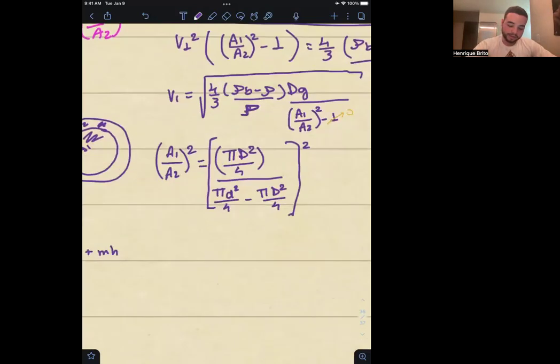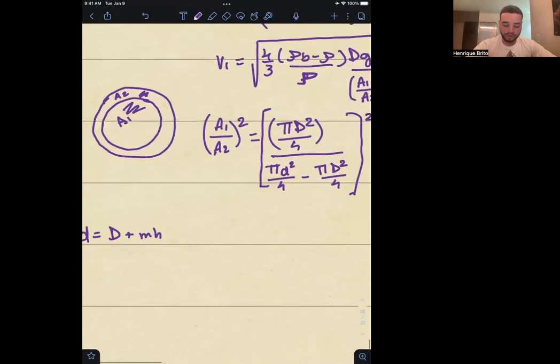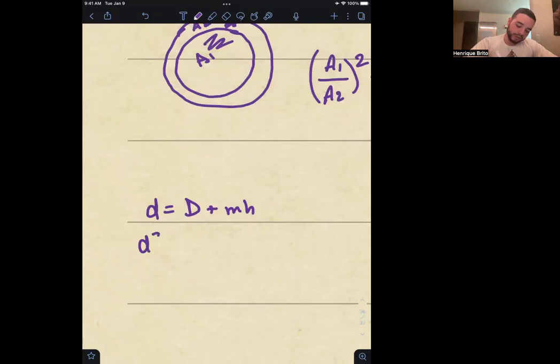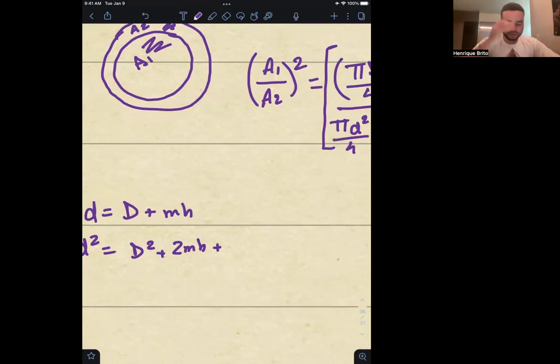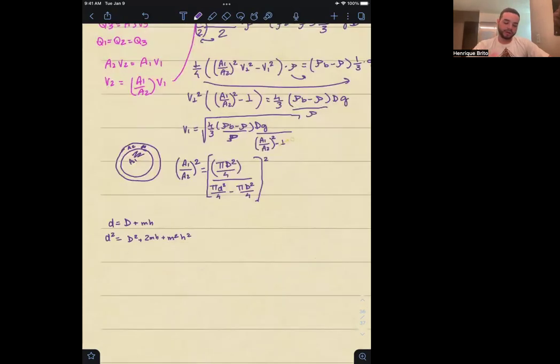Now we notice that this d here is a square. Both of these are square, but how would this look if those two were squared? It would look like d squared, we know that, plus 2mh. I think it would be m squared h squared. Yeah, sounds about right. Okay, so this is what we have as of now.